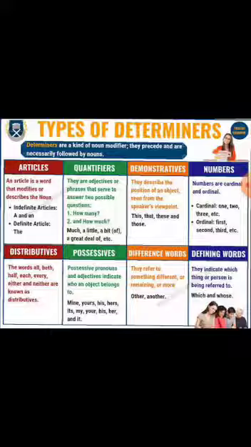Demonstratives. They describe the position of an object seen from the speaker's viewpoint. This, that, these and those. This is a cat. That is a dog. These are also called determiners and demonstratives. Numbers. Numbers are cardinal and ordinal. Cardinals are 1, 2, 3 and ordinals are first, second, third, fourth, etc.